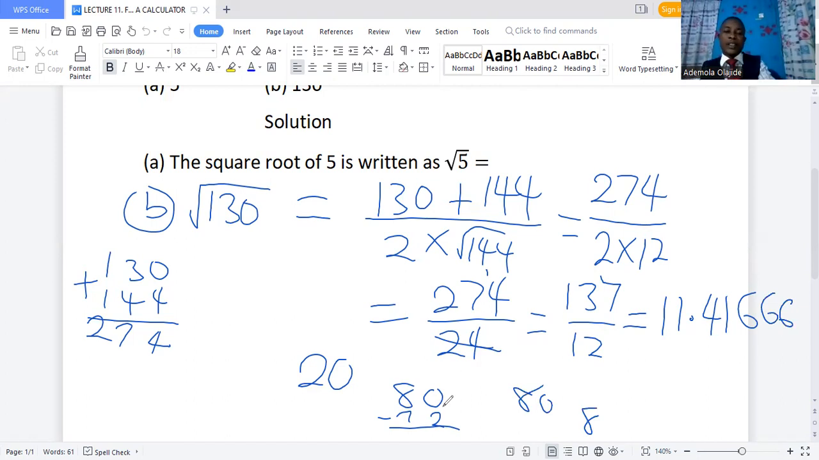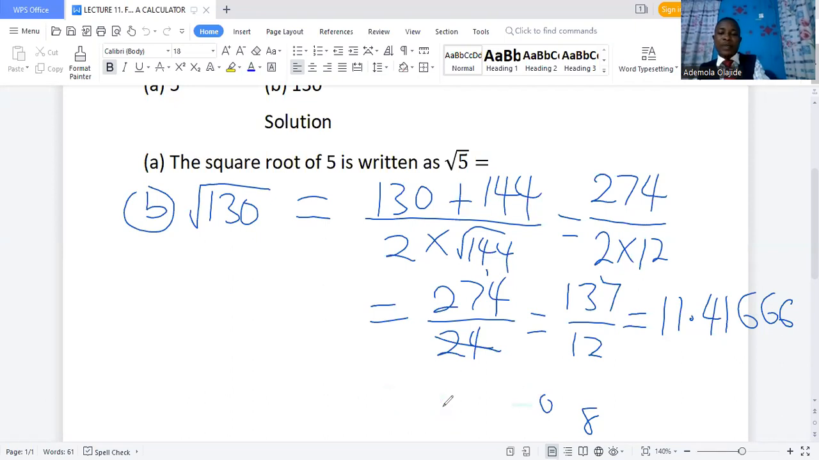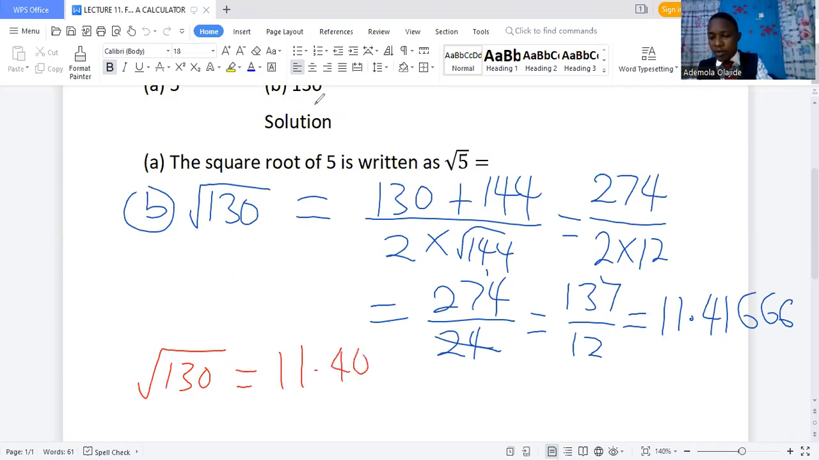So in this case, we get the square root of 130 as we estimate it as 11.41666 and so on. So I want to quickly use the calculator for the square root of 130, to see the actual value. That gave us 11.4018.